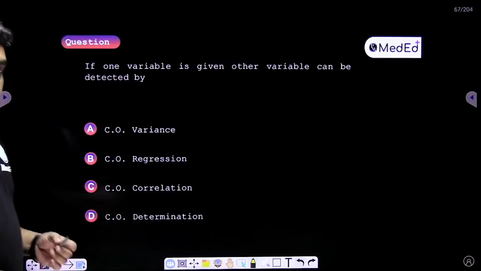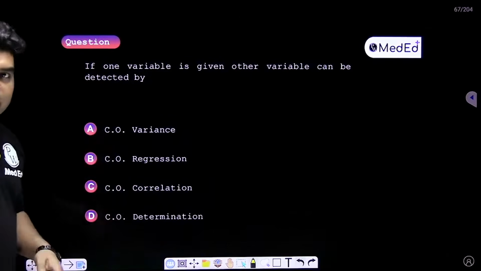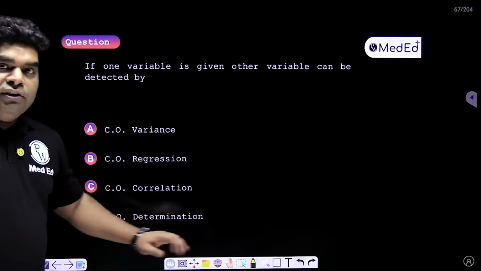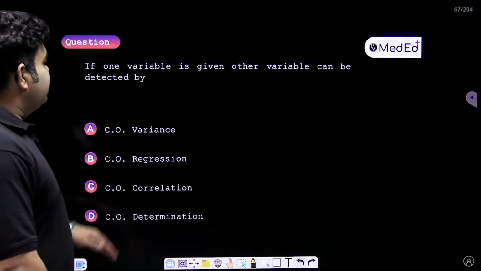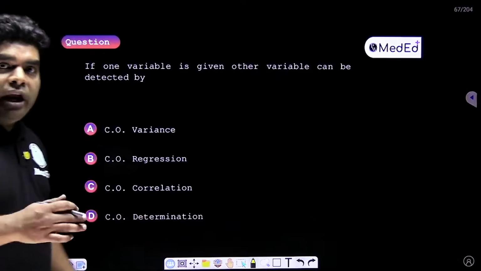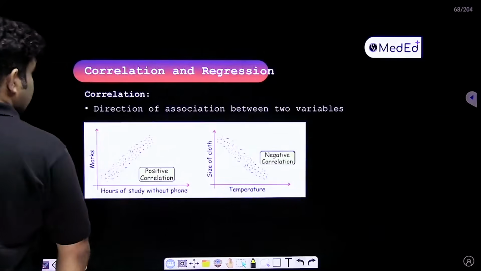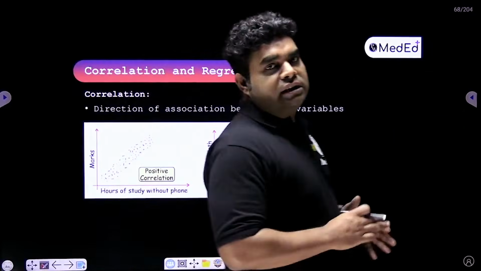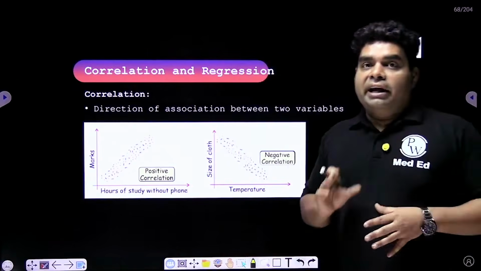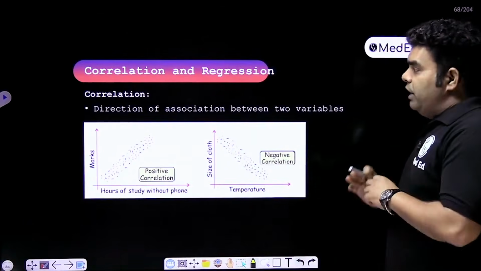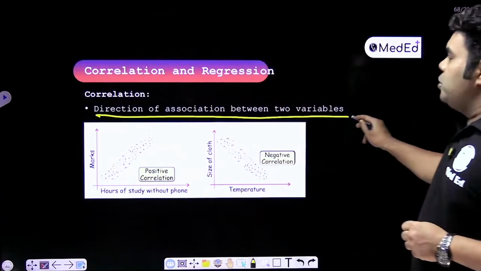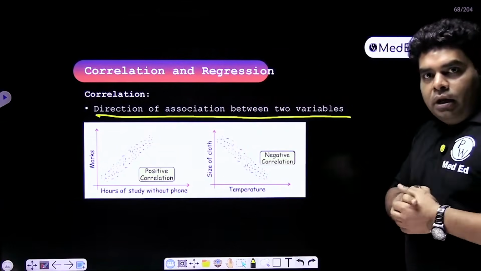Chalo, now, there is not just one coefficient of variance. There is also coefficient of regression, coefficient of correlation, coefficient of determination. And they can ask, if one variable is given, how can you find the other variable? So my dear friend, to answer this question, let's understand the concept of correlation and regression. What is correlation? Correlation means direction of association between two variables.